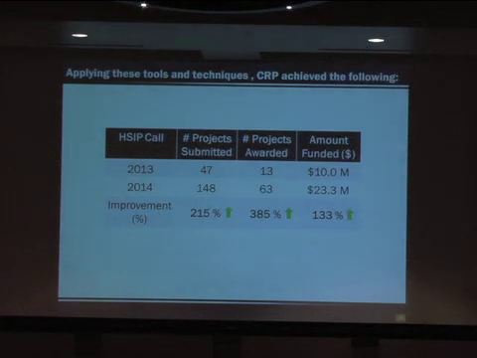Okay, so why use these tools and techniques? Applying these tools and techniques, the Corpus Christi district was able to achieve an improvement of 250% for projects submitted, 385% improvement for our projects awarded, and 133% improvement for the amount funded. As you can see, compared to last year's call, it pretty much doubled for this year's, using these tools and techniques.